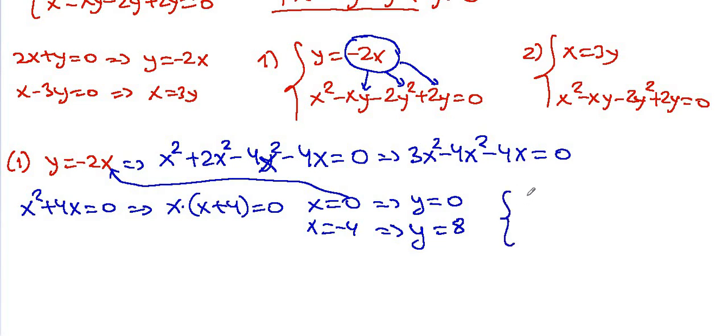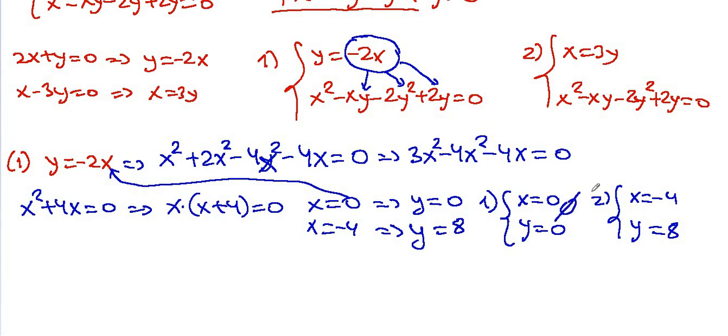So this is the first set of solutions. Let me write here: if x is equal to 0, then y is equal to 0, the first one. And the second one is if x is equal to minus 4, then y is equal to 8. But we see that x cannot be equal to 0, therefore we can take this one as an answer. So the first set of solutions is this.